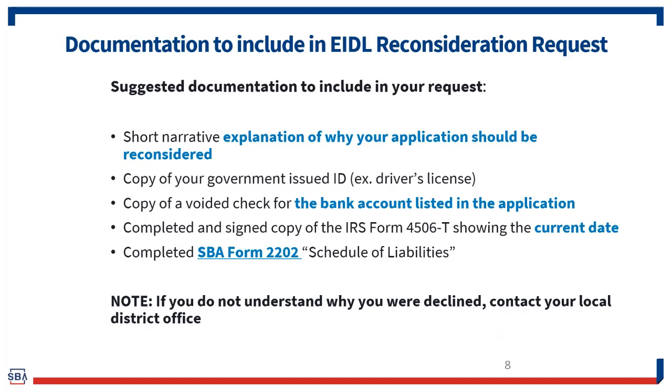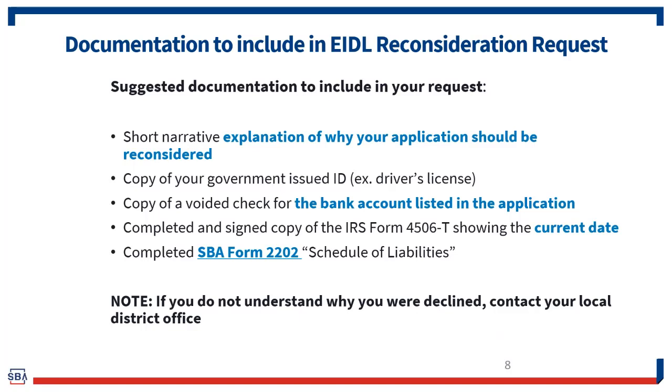In that narrative, then, you are addressing whatever that case may be, and providing information as to why you are an actual business, or here's the information you need to verify. You're just basically responding to the declination letter. You also need to always include a copy of your government issued ID. So this could be your driver's license or your state ID. You also want to include a copy of a voided check. Very important, make sure the voided check is for the bank account that's listed in the application.